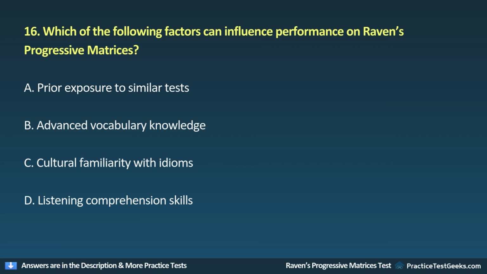16. Which of the following factors can influence performance on Raven's Progressive Matrices? A. Prior exposure to similar tests. B. Advanced vocabulary knowledge. C. Cultural familiarity with idioms. D. Listening comprehension skills.